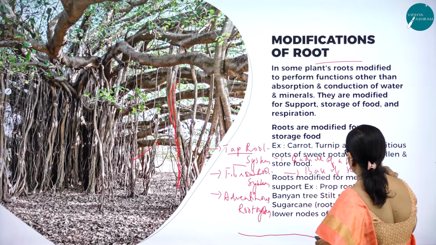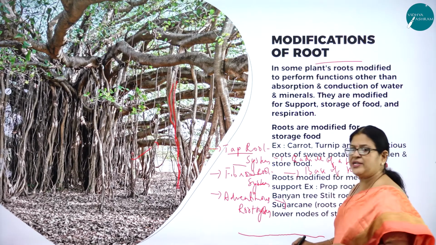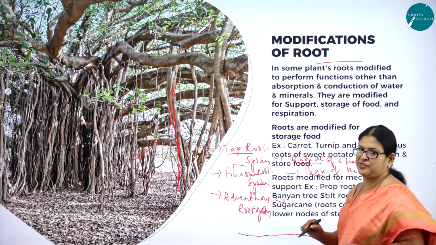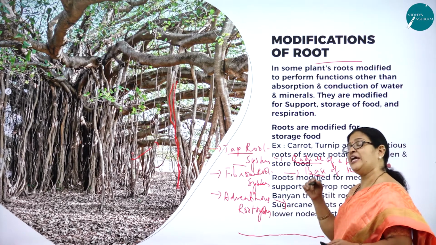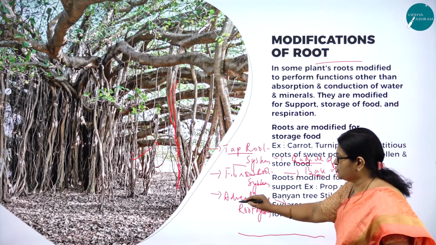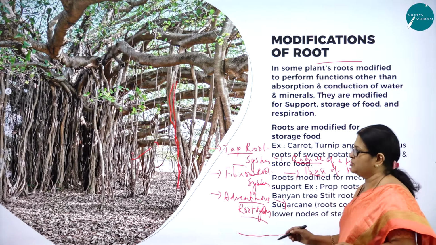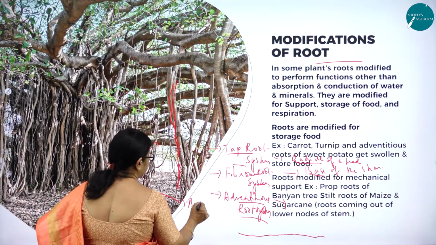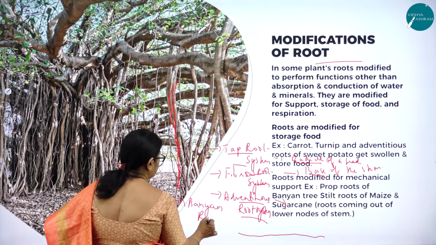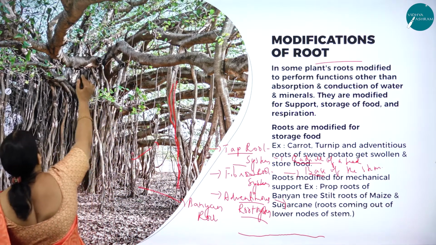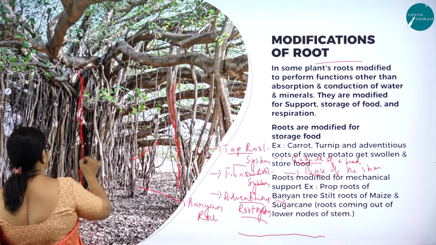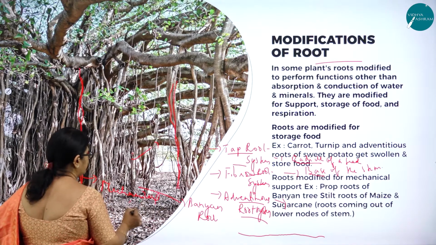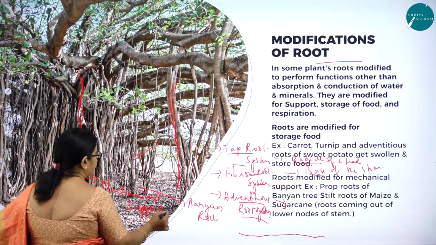And adventitious roots neither develop from the radicle nor from the base of the stem. If at all they develop from any other part of a plant body, such roots are called as what? Adventitious root. You can take the classical example of the banyan roots. Here you can see the roots growing from the branches. Why do they grow? This is mainly for what? To give mechanical support.